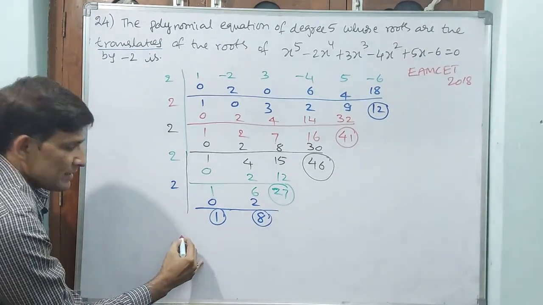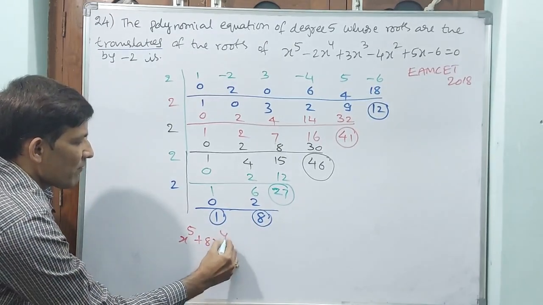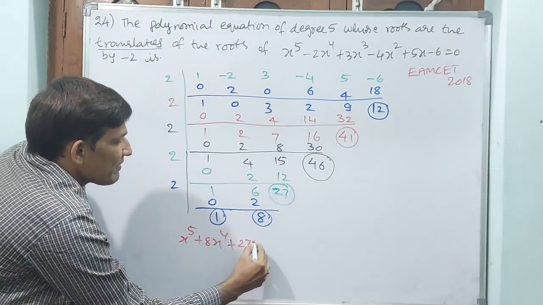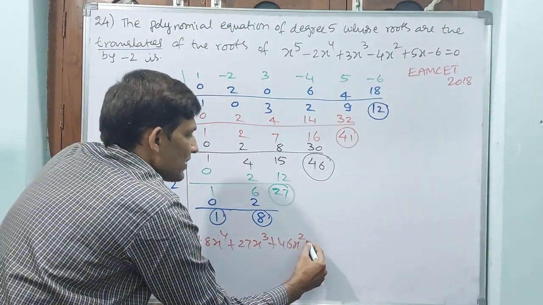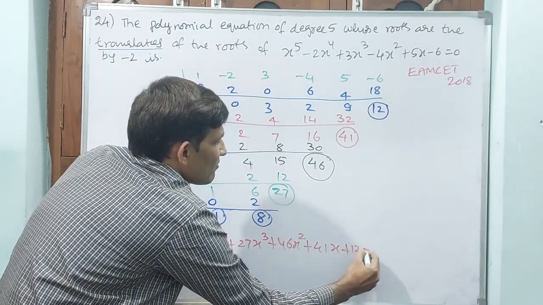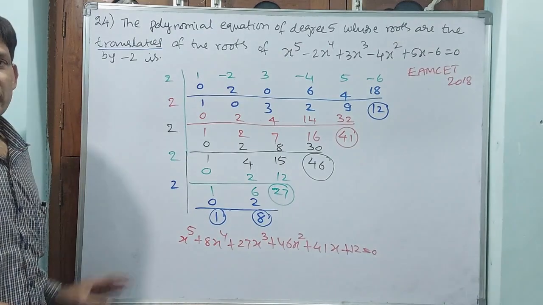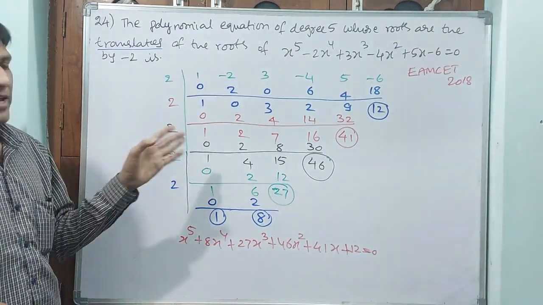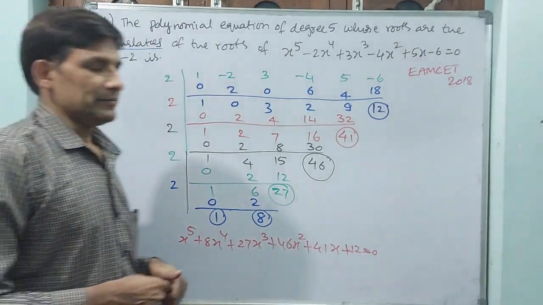1 means only 1. x to the power of 5 plus 8 into x to the power of 4 plus 27 into x cube plus 46 x square plus 41x plus 12 equal to 0. This is the answer. Like this you do if this type of question comes in your examination. Let us go for the next question.